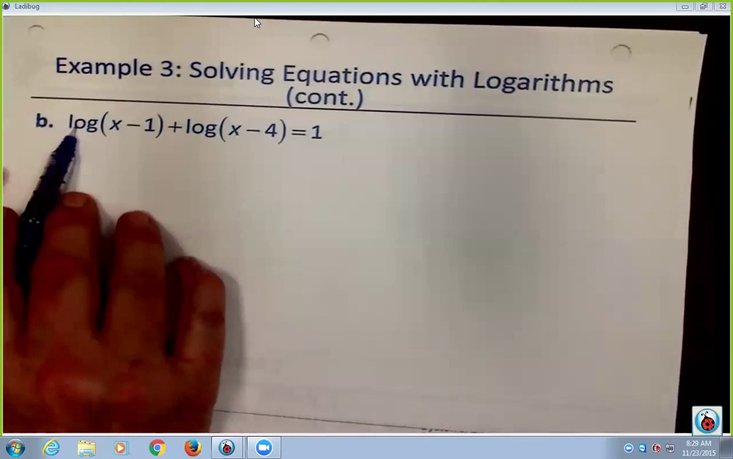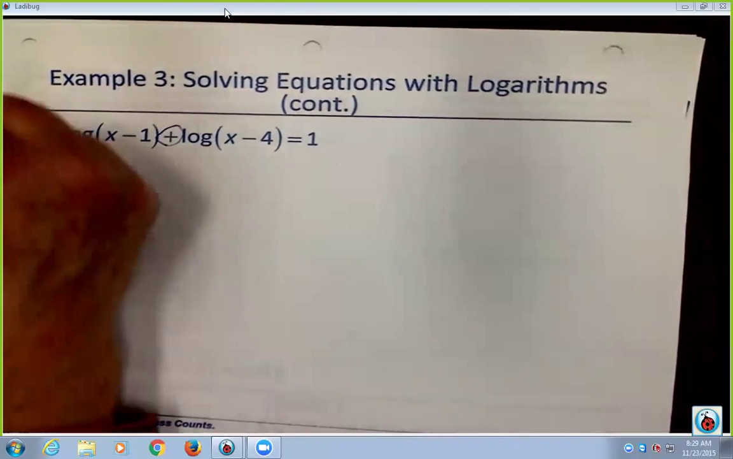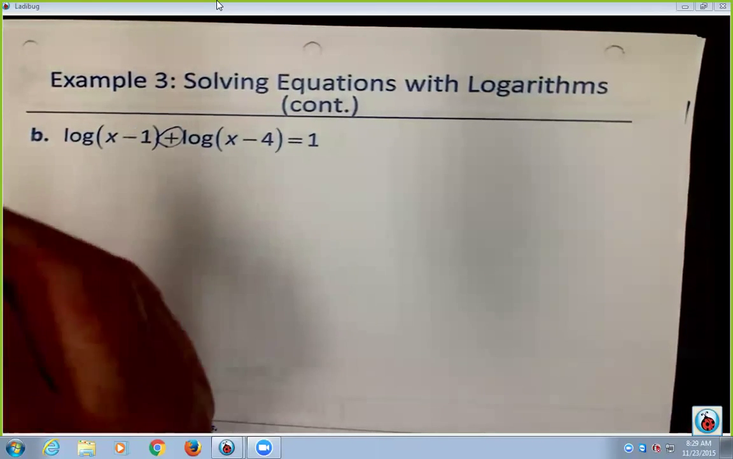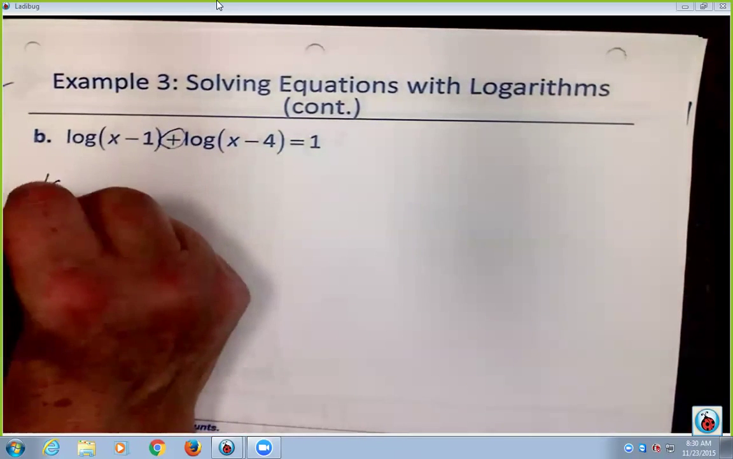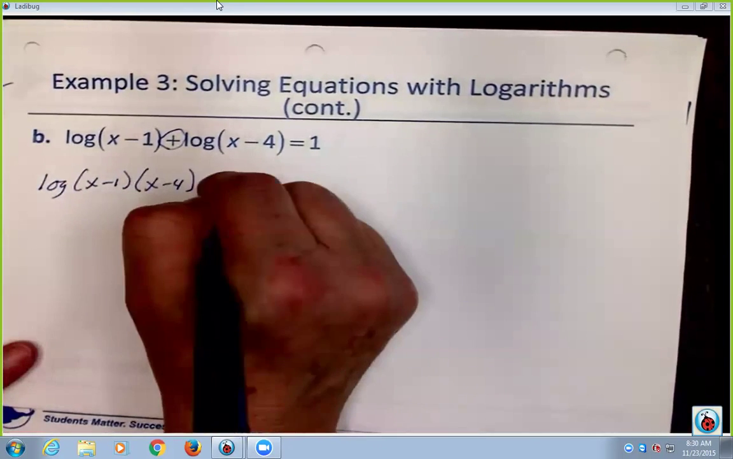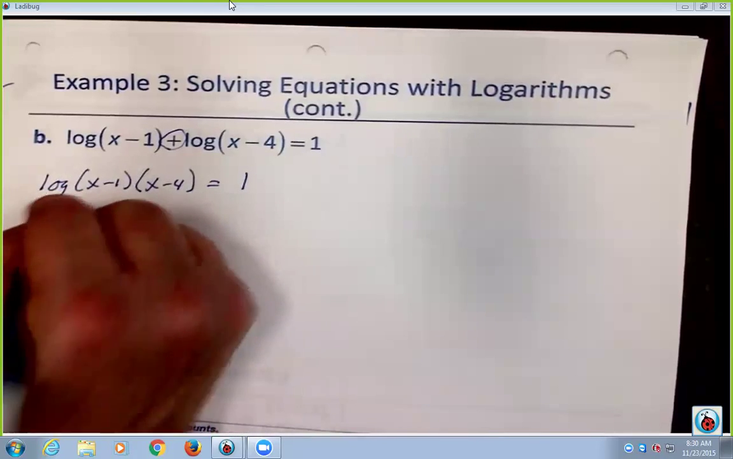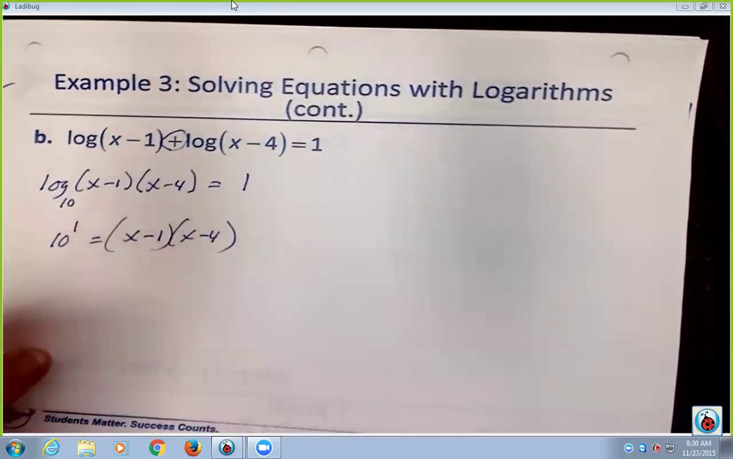But if I put it back as one log, what does the plus sign mean? We had those the other day. 11.5 was where we did those. We expanded them and then we took them and put them back together. In this case, I need to put it back together. So I have log of x minus 1 times x minus 4 is equal to 1. And again, because there's only one log, so the log is only on one side, there's a 10. 10 to the first power is equal to x minus 1 times x minus 4.